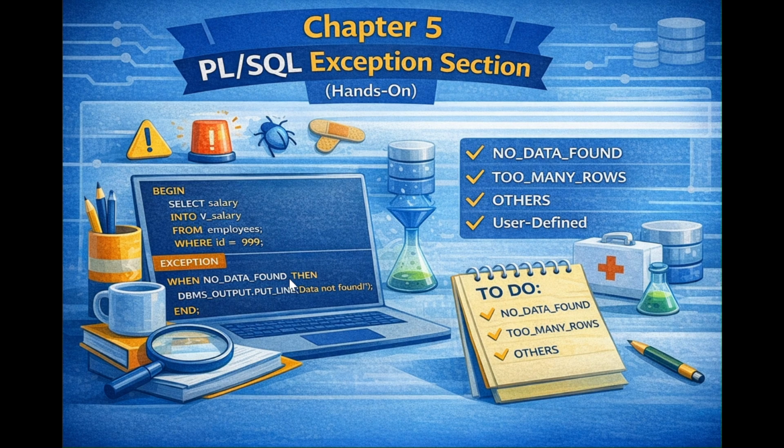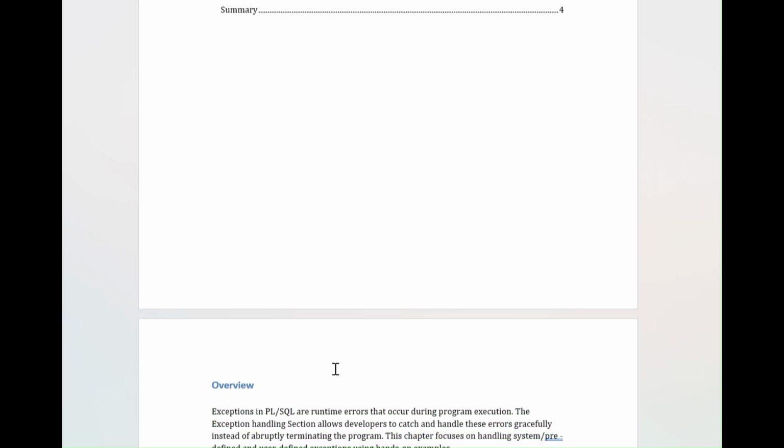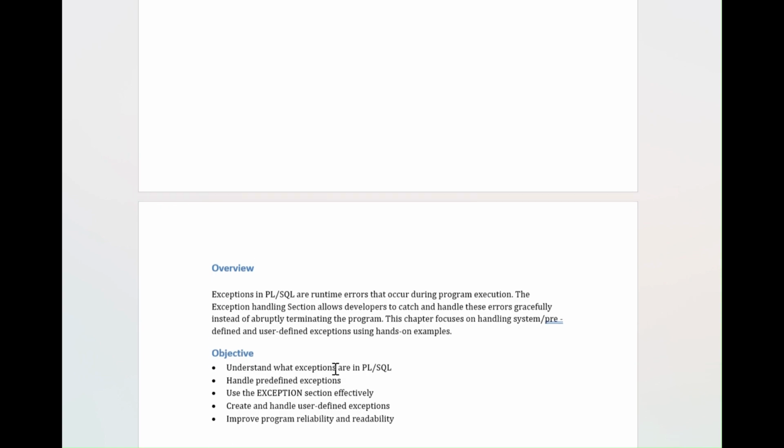Now let us quickly jump in. I gave an overview of the exception, the categories, and what we are going to discuss. I don't want to repeat it again. The objective is how the predefined exception is handled, and the user defined exception, correct? So let us jump into the first hands-on example, understanding the basic level of exception.